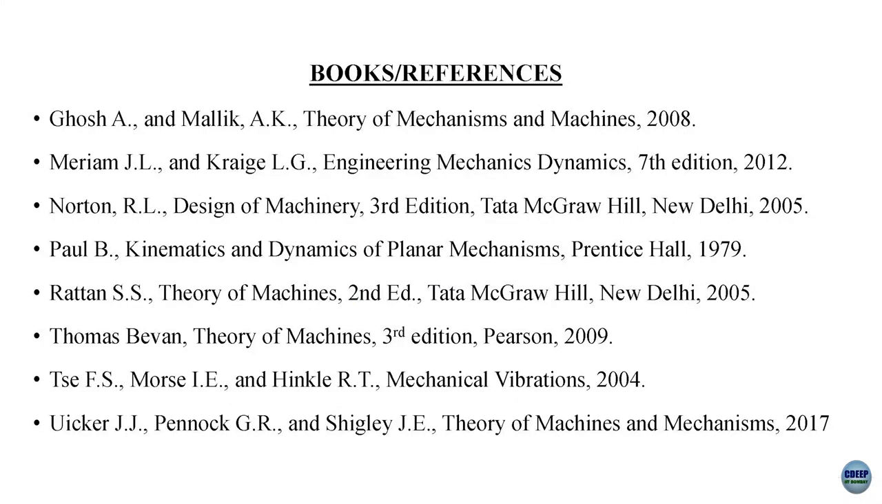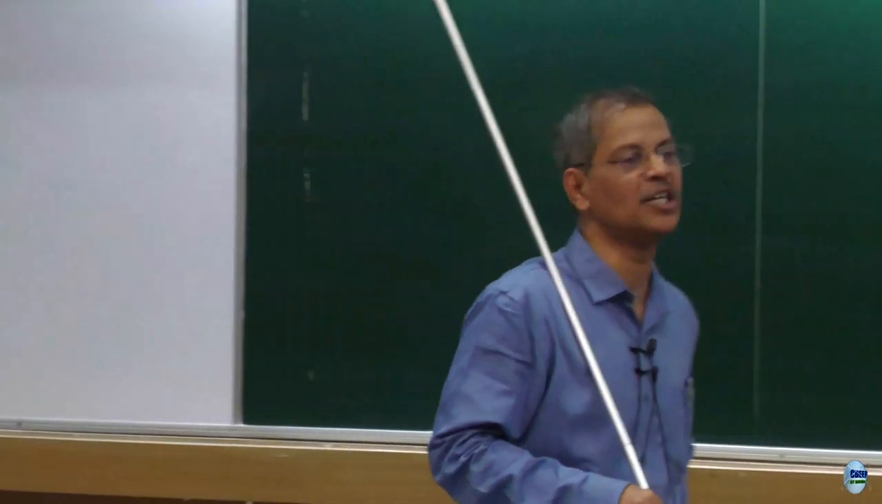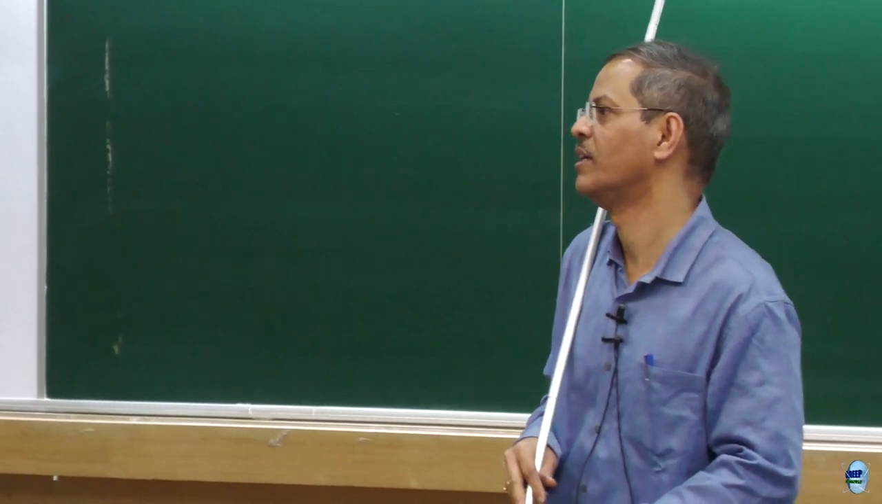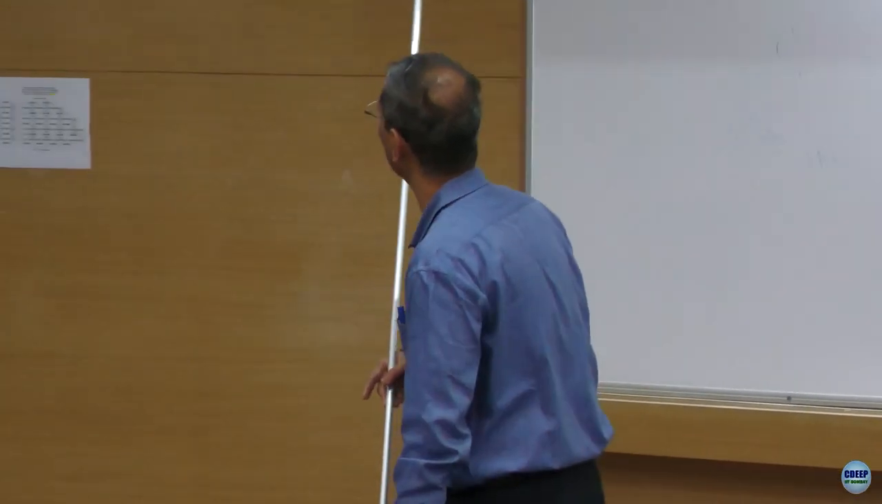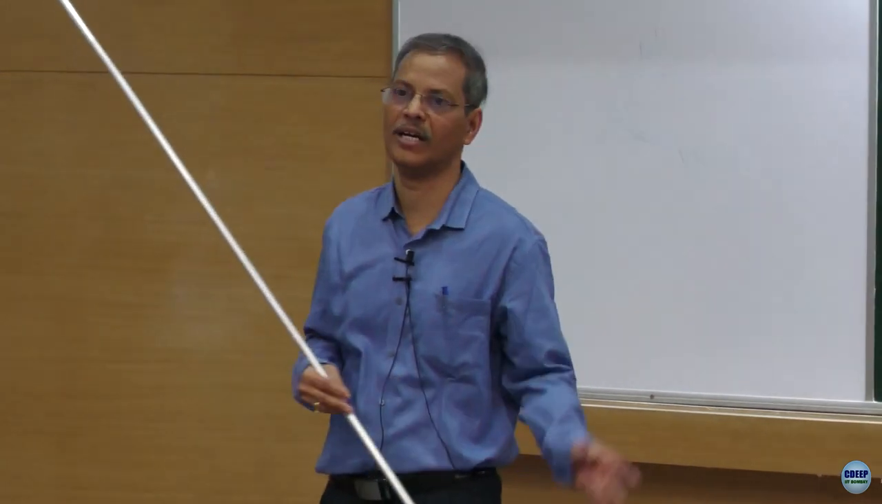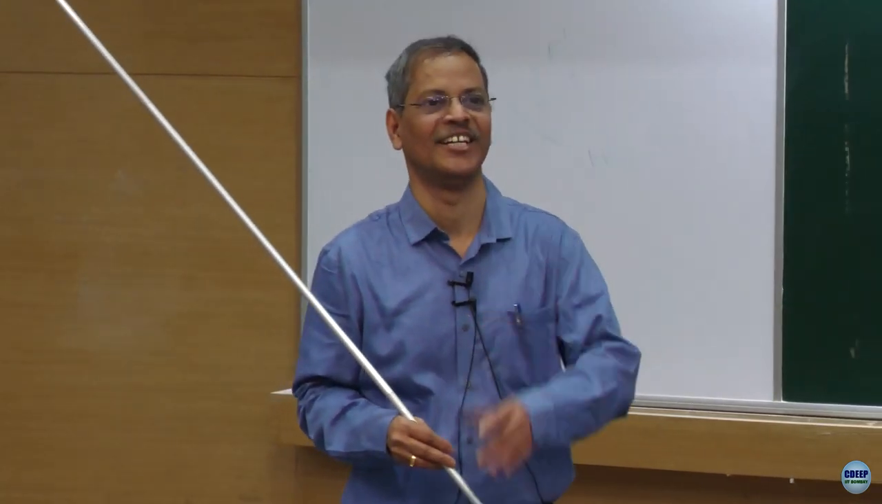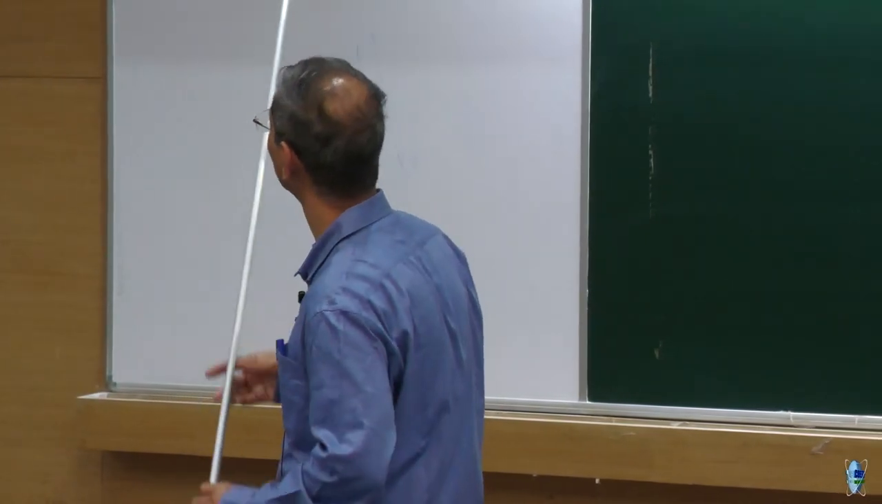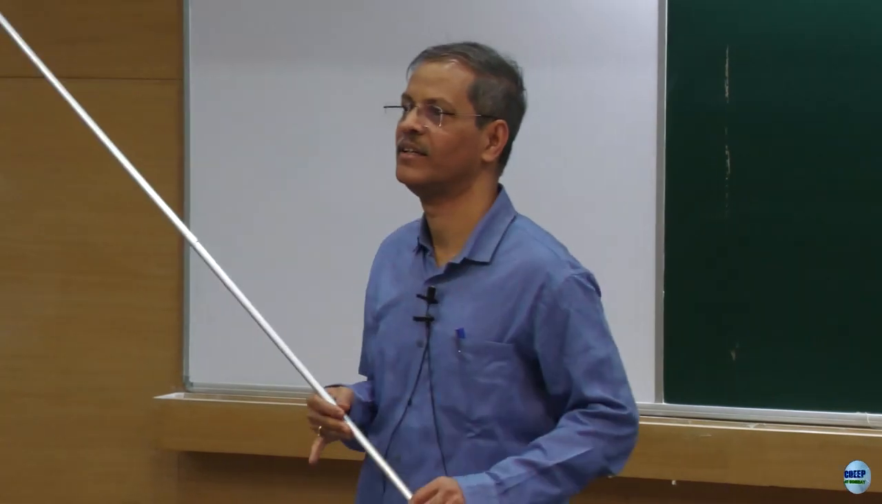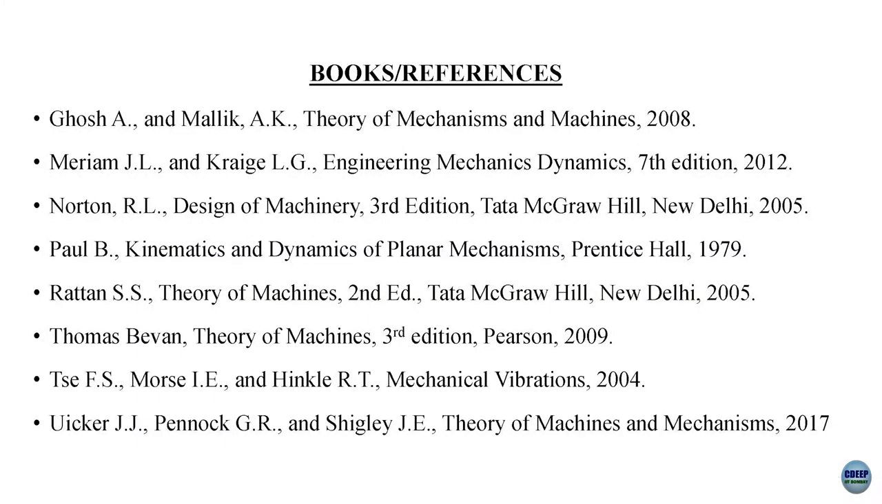Norton is a very nice book on design of machinery. The title is interesting, Design of Machinery. He doesn't call it theory of machines or kinematics and dynamics of machines, but he gives it the title Design of Machinery, because ultimately, what we need to do is design. Very nice book. Burton Paul is a very nice book, an old book. I enjoyed reading it as a student about 40 plus years back, 45 years ago or something like that. But you can refer to that, it's a very nice book.